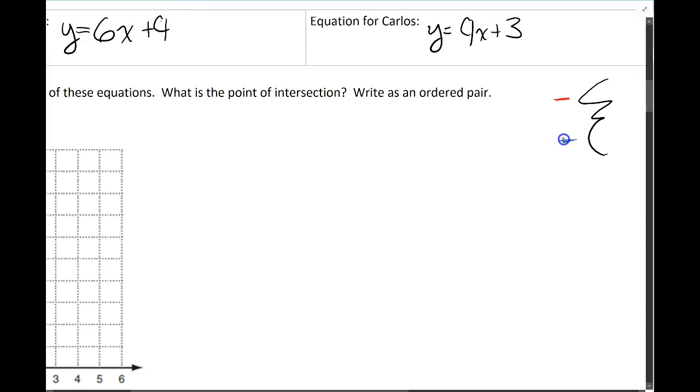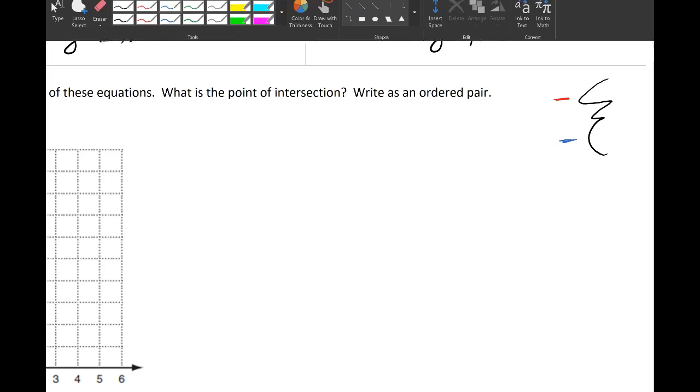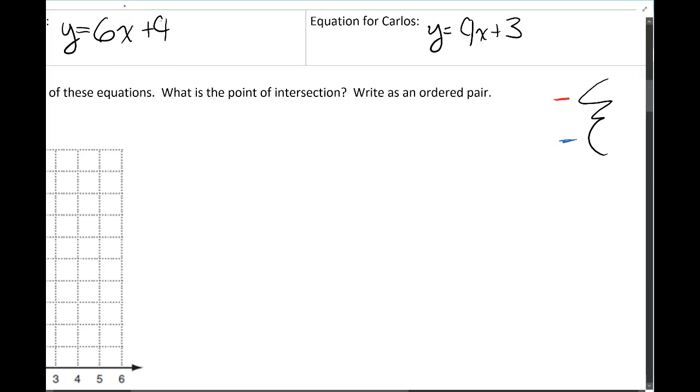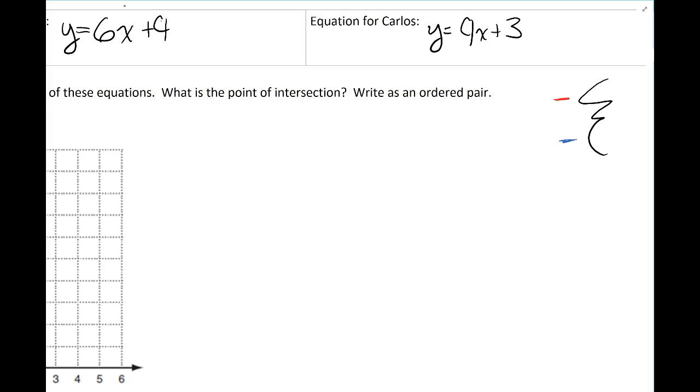We'll do the blue line. Now this isn't necessarily something you have to do, differentiating the lines based on color. I'm doing it so that you can visualize it, so that you can better teach it. I would recommend when you're teaching it, using colors as well.